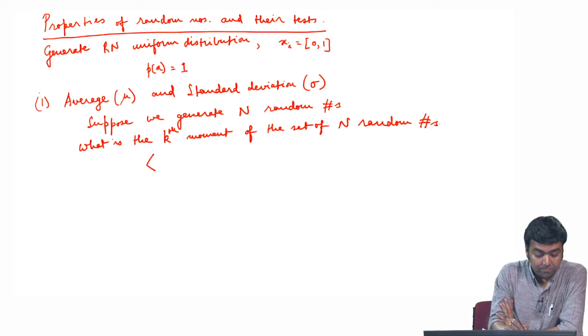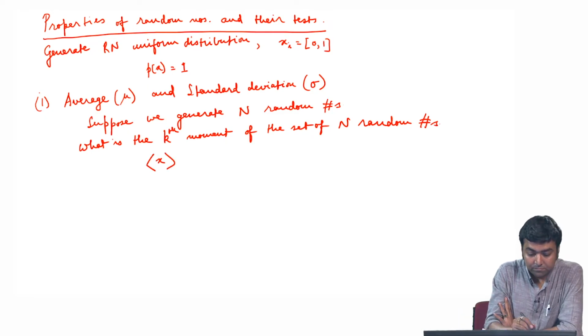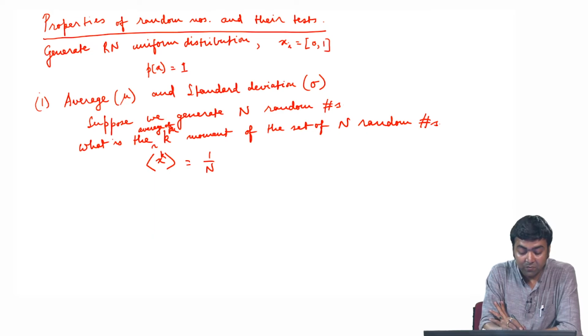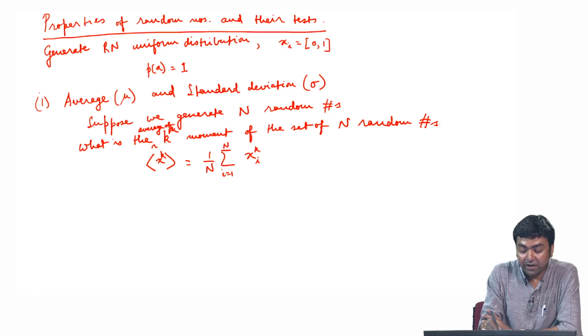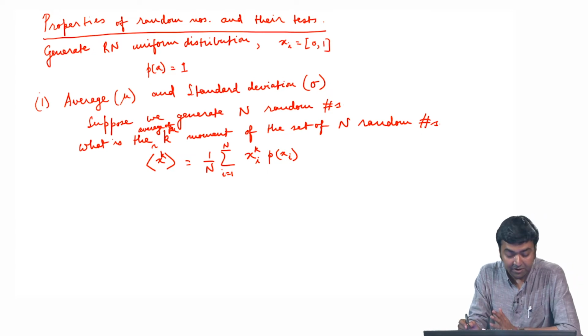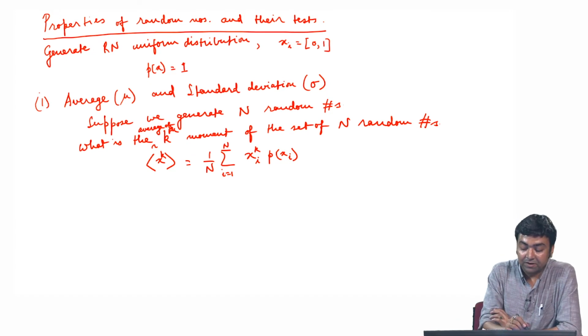So, the average of the kth moment, we can write in this way. The average of the kth moment, that is the average of x to the power k, is given by 1 by n, sum over i equals 1 to n, x_i to the power k, times the probability distribution function p(x_i). This is the general expression for any general probability distribution function.